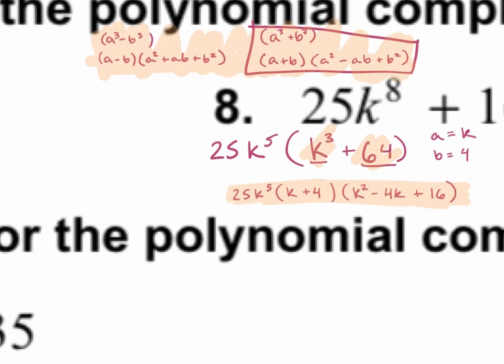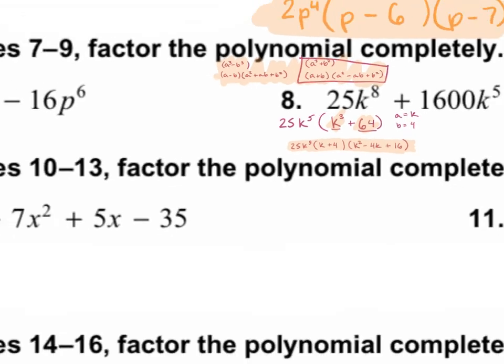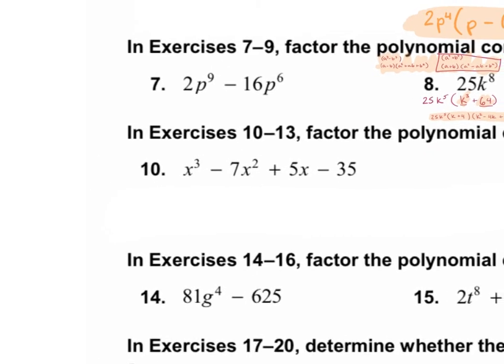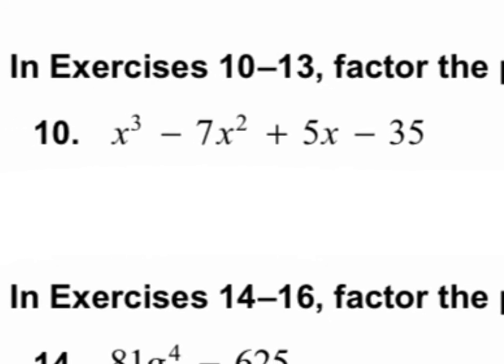Alright, let's look at number 10. So factor completely. What can we do to factor this? Factor by grouping. So we group the first two, group the second. What can we take out of the first two? And then what are we left with?